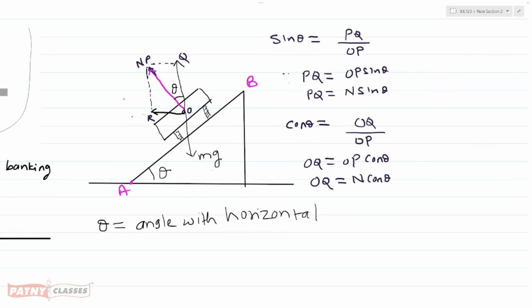OQ is the vertical component of normal reaction, and it is exactly opposite to the weight of the body, the weight of the car. So OQ is in the upward direction, and OQ is N cos theta. OR is the horizontal component, given by PQ, that is N sin theta.